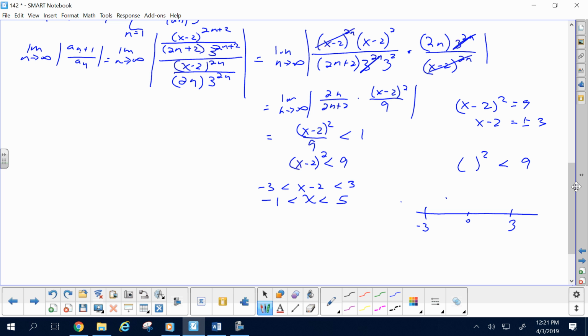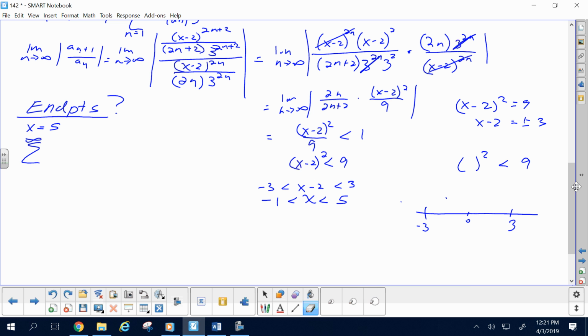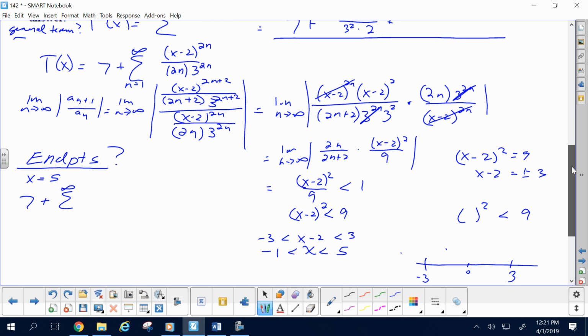So now the second part is to investigate the endpoints. Because at those points, it's an inconclusive ratio test. I don't know. They might work. Okay? So, one endpoint is when x equals 5. When x equals 5 goes into my series, I would get 7, I guess. That's something I have to write every time. Plus, I don't have that series in front of me.